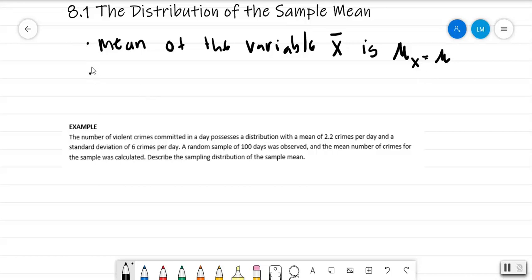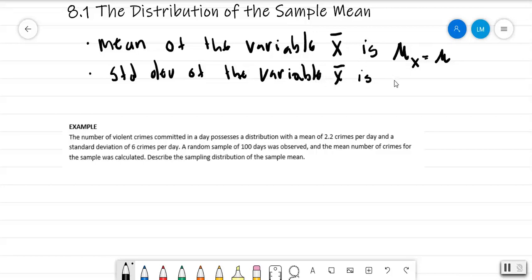Now for the standard deviation. So the standard deviation of the random variable x bar, by notation, is sigma sub x, and that's going to be equal to the standard deviation divided by the square root of n.